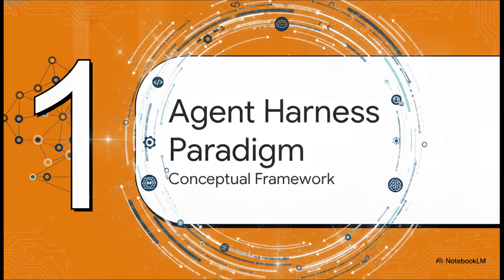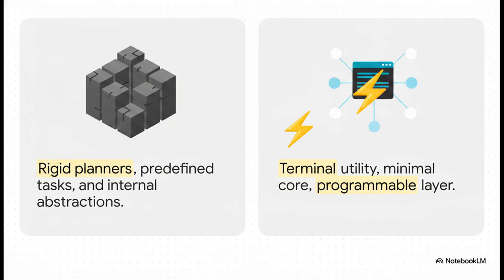Section 1. The Agent Harness Paradigm. Let's establish our conceptual framework. There is a massive philosophical shift happening in the industry right now, and you need to pay attention to it. We're moving away from the rigid, monolithic agent orchestrators of the past and shifting toward highly flexible, command-line integrated utilities. Traditional systems, well, they kind of force you into their predefined master planners and nested abstractions. They trap you in their specific way of working.